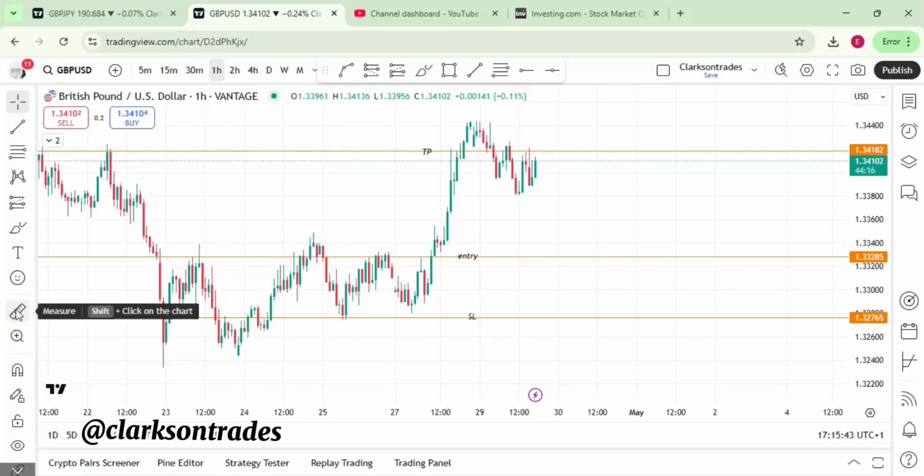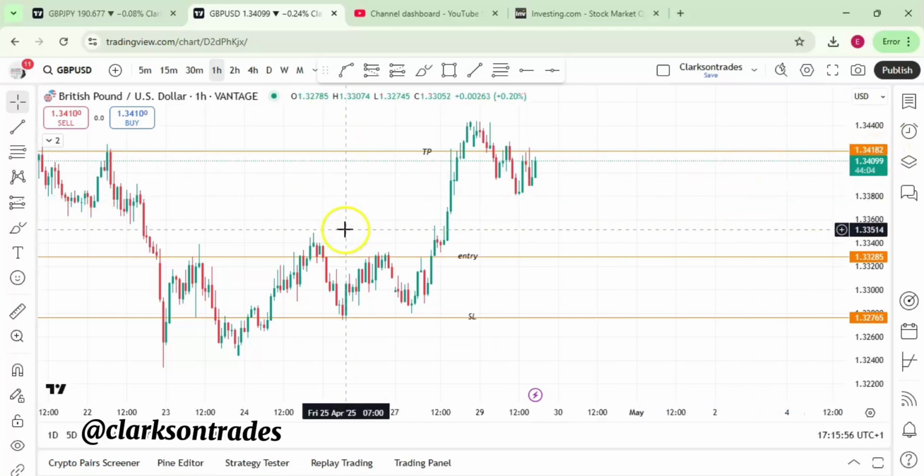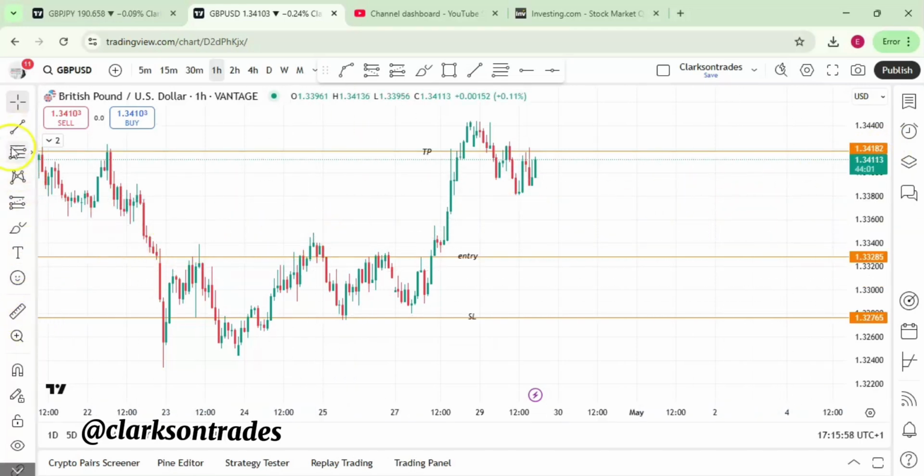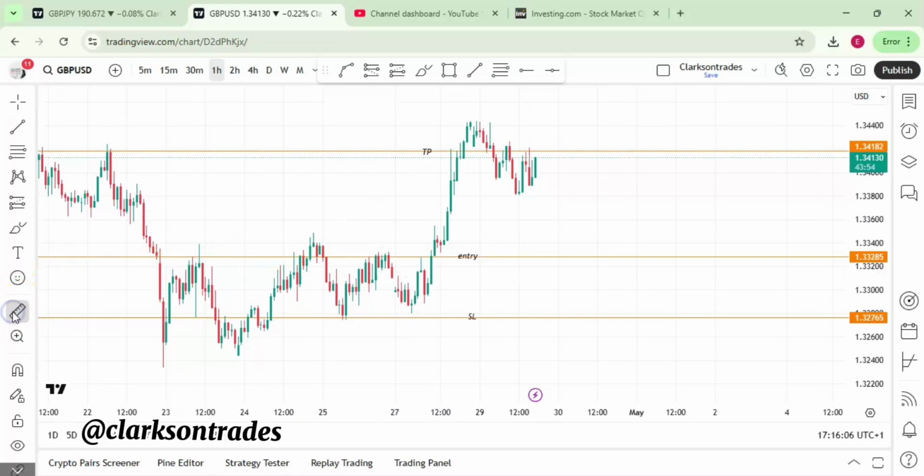So this is a chart of Great British Pound against United States dollar. And here on our right hand, we have prices of United States dollar being the quote currency. And on our left hand, we have our toolbar. For us to know the exact number of pips that price can move, you can use the measurement tool to measure the distance between your entry price and your potential take profit target, or your entry price and your potential stop loss target.